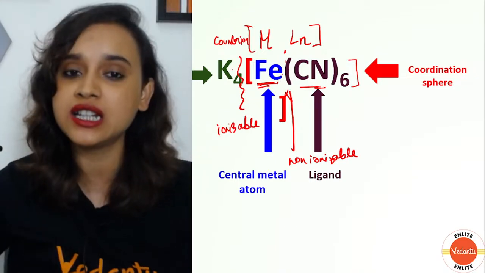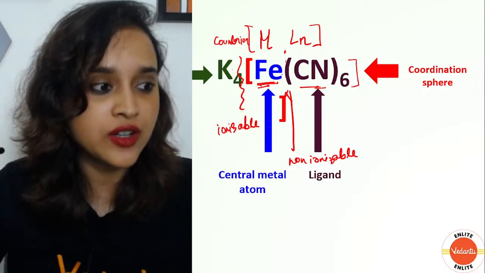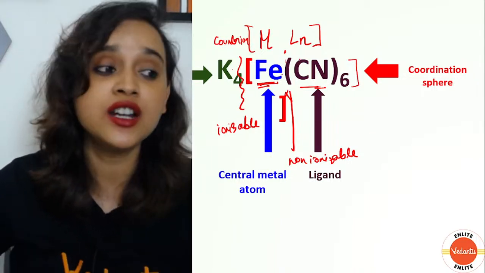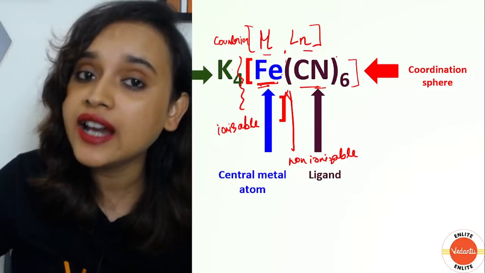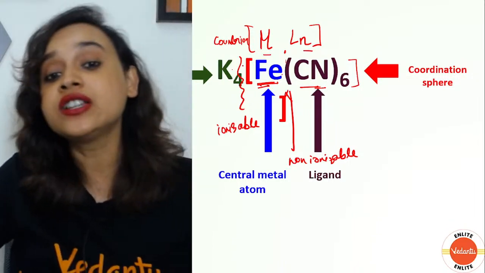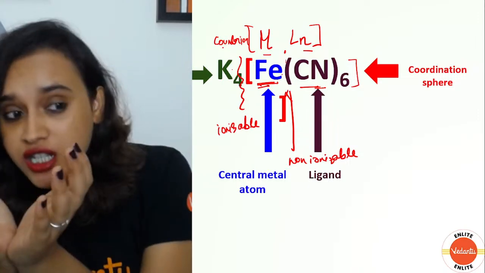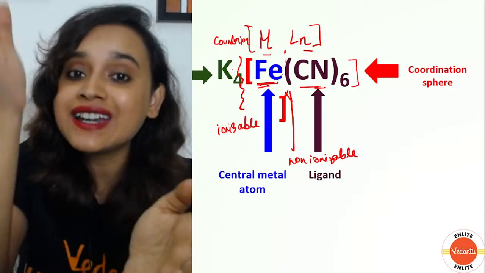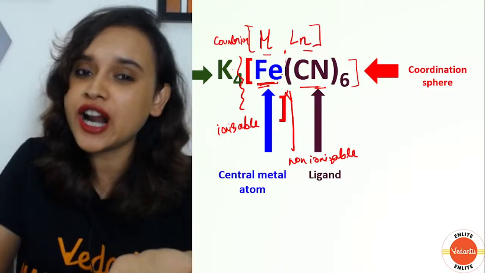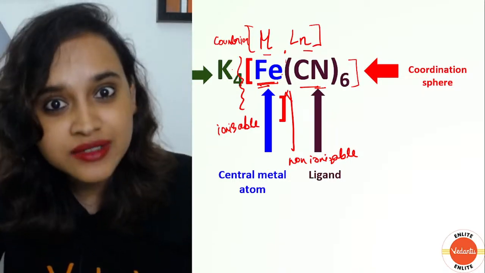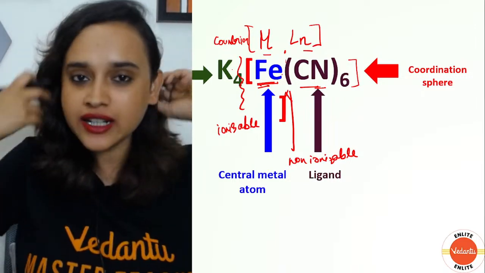Do I make it clear, everyone? So one more time, in a coordination compound, you have a metal, you have a ligand, and you have a counter ion. Now, the bond between this counter ion and the coordination sphere is ionizable. You can break it, because if you put it in water, this will dissociate, this will break down. Right? This will break down absolutely.